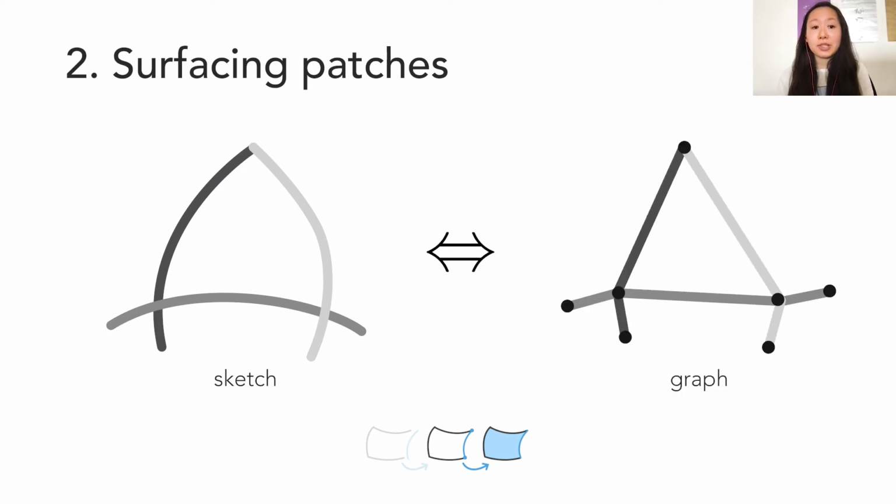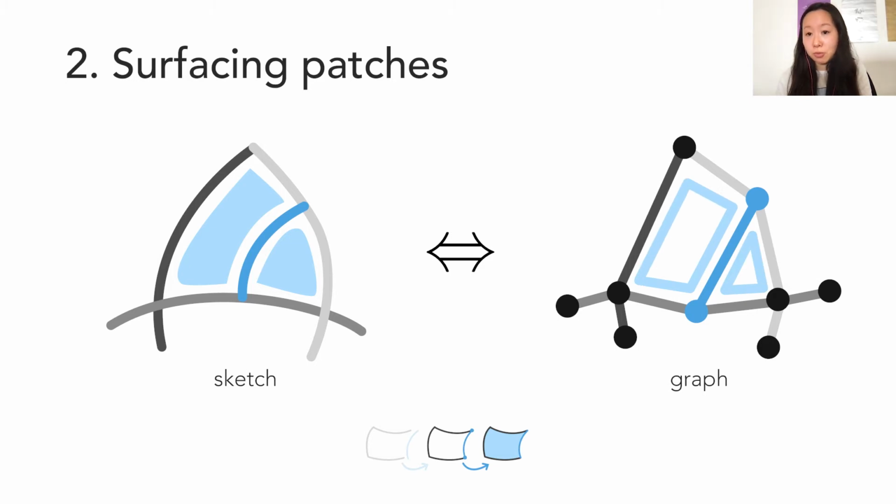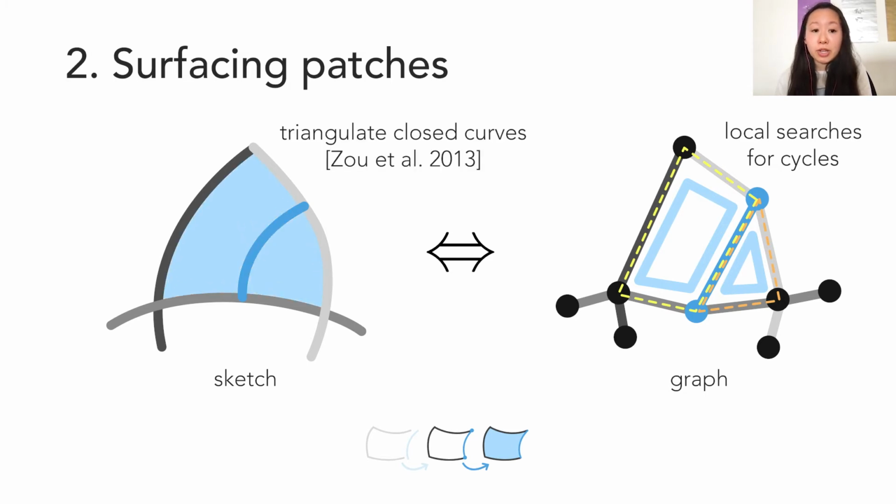Creating the appropriate surface patches is done by maintaining a parallel graph data structure for the sketch. In this graph, the patches that we're looking for correspond to cycles, which are closed loops of nodes. So we launch local searches for relevant cycles whenever a stroke is added to the sketch or deleted. When a cycle is detected, we triangulate its boundary curve using the method of Toe and colleagues.